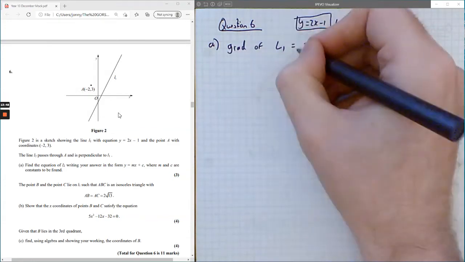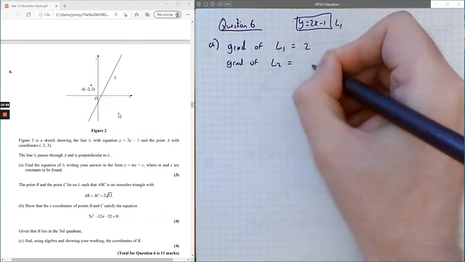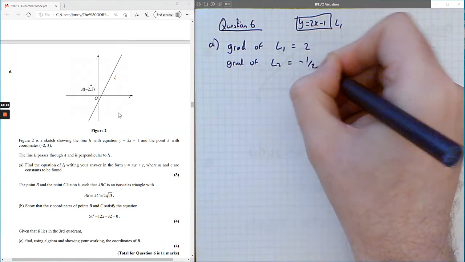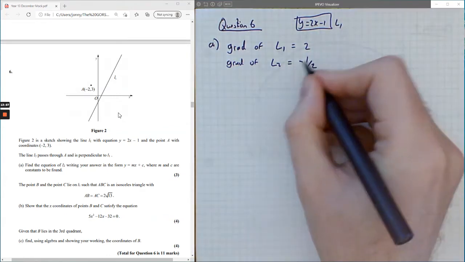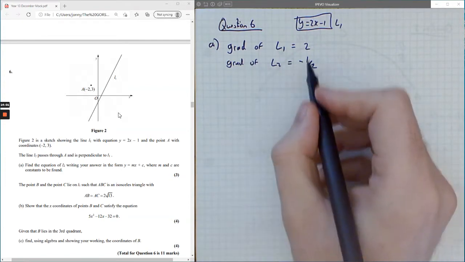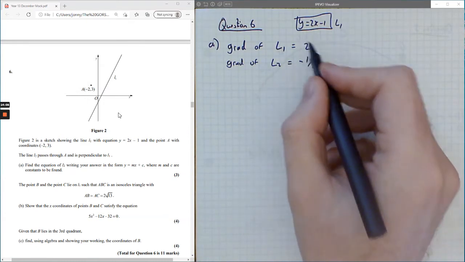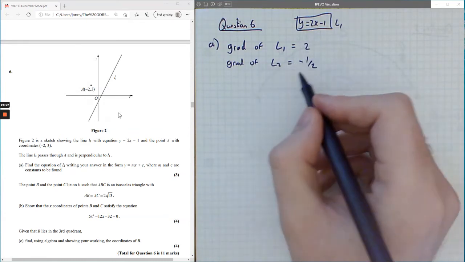Now, because it's perpendicular, the gradient of L2 will be the negative reciprocal of this. So 1 over 2, and we put a minus in front, so it's minus 1/2. That's because perpendicular lines, right, have a gradient that's the negative reciprocal of the other line that they're perpendicular with.